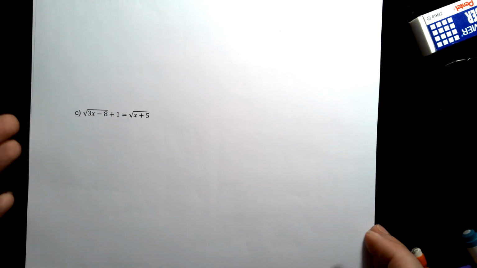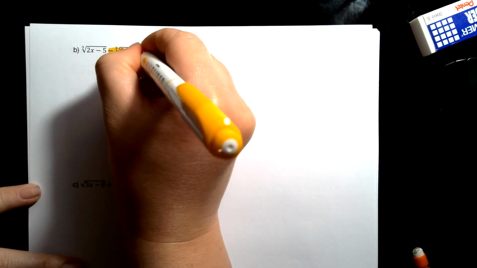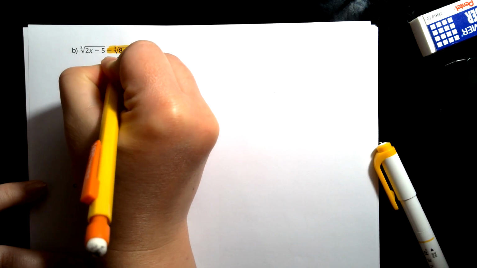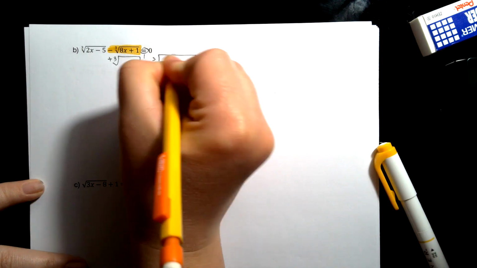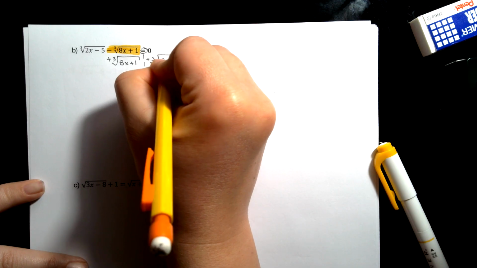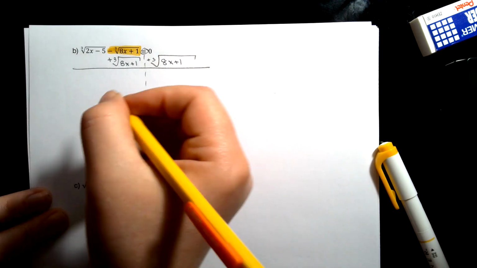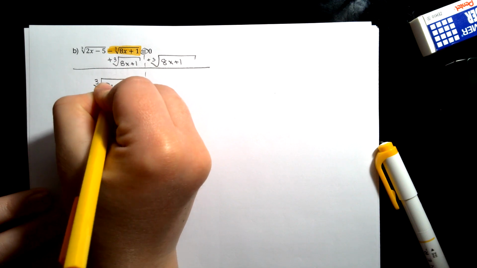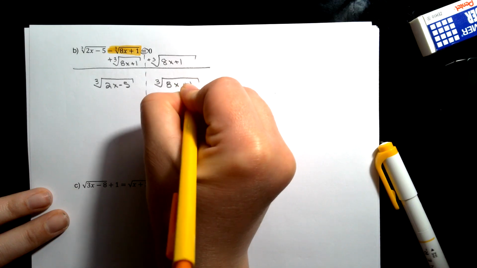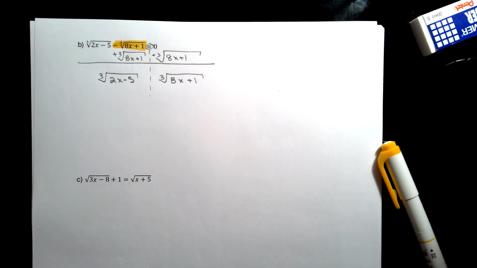Next one. For B, notice that we do have two cube roots on both sides. So we're going to select one of them to move over to the other side. So what that looks like is I'm just going to add the entire cube root to both sides. Now it is equal 0 on the other side, which is beneficial, which is helpful. Because now we have a cube root on one side of 2x minus 5 and a positive cube root of 8x plus 1. Now if we take a look at the index, now it doesn't matter which one we look at.